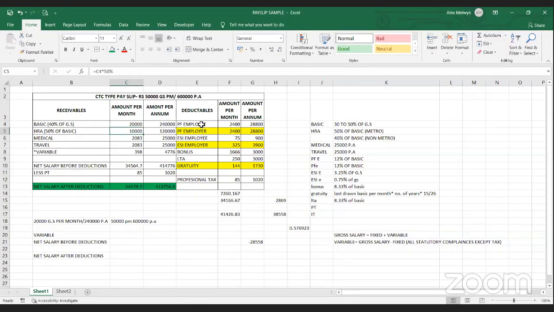Now here, can you see we have PF and ESI, which is auto-updated here. As we have already automated the formula, it is updated automatically, right? But when you talk about PF, it's showing me 2,400. So whether 2,400 is right or wrong? Another question. What do you think?